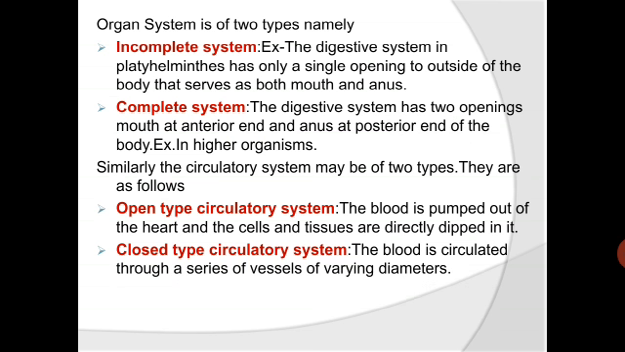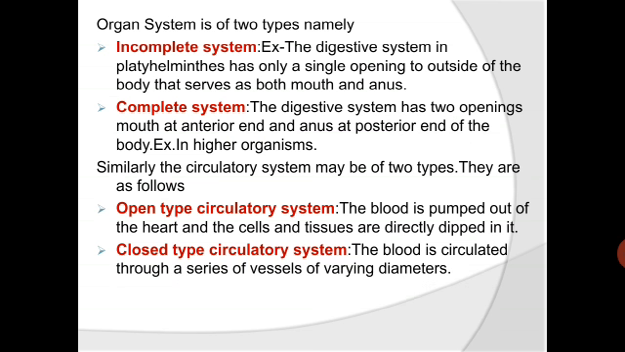Similarly, the circulatory system may be of two types. They are as follows. Firstly, open type of circulatory system and second one is closed type of circulatory system. Open type of circulatory system is nothing but here the blood is pumped out of the heart and the cells and tissues are directly dipped in it. Such a type of circulatory system is called open type of circulatory system.